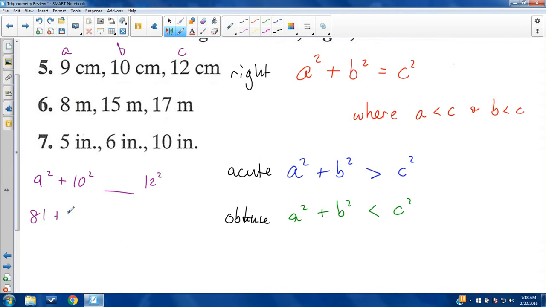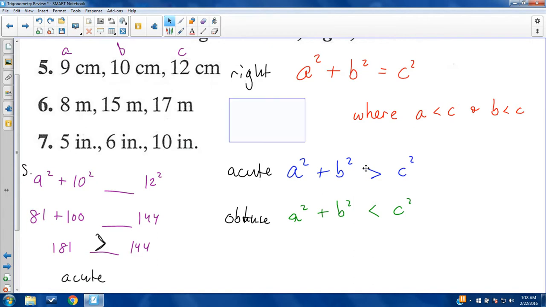9 squared is 81, 10 squared is 100, 12 squared is 144. As you can tell, we have 181 compared to 144. You are looking at something where 181 is greater than 144. Therefore, a squared plus b squared is greater than c squared, which makes this an acute triangle. This is number 5.